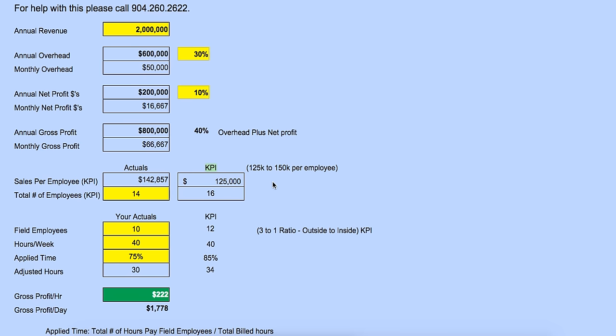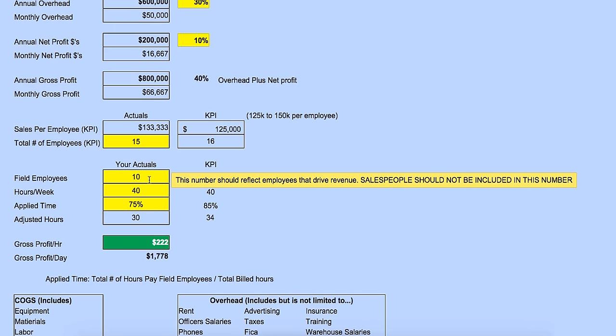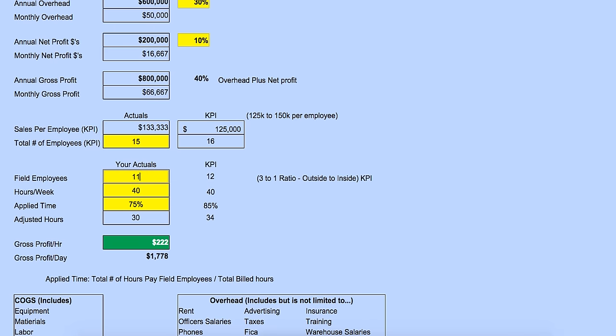Now, I'm going to say a KPI over here is your key performance indicator, and you know that a company should have about $125,000 in sales per employee. So that means that this company at $2 million at $125,000 should have about 16 employees. Well, let's say that you have 15 employees. You know that you're a little bit over the KPI, so you're doing a little bit better than the KPI in terms of bringing sales to the company. And let's say that you have 11 outside employees. The KPI is 12. That's a 3-to-1 ratio. So every 3 people outside, you should have 1 person inside.